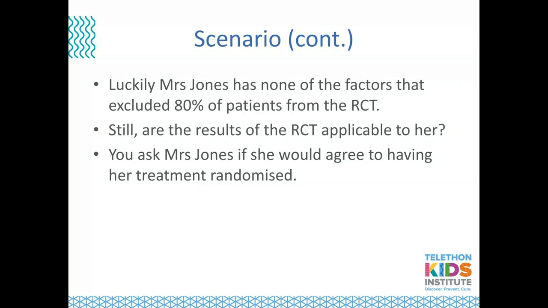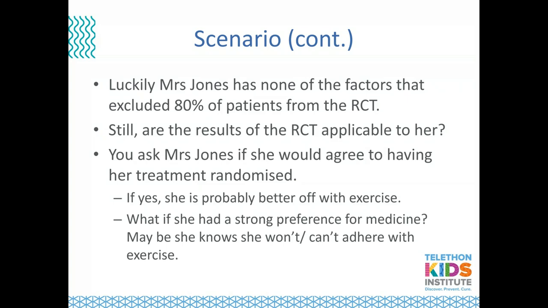So if she responds yes, that she would be happy to have treatment randomized with a flip of a coin or otherwise, then we could answer that she's probably better off with exercise. But what if she actually has a strong preference for medicine? Maybe, for example, she knows that she's not the sort of person who adheres to an exercise regime. She's never exercised in her life. And so she is doubtful that exercise will work for her. Could we still say in that setting that she would be better off on the exercise? And I think we'd have to say that actually we don't know, because patients like her weren't included in the original randomized control trial.